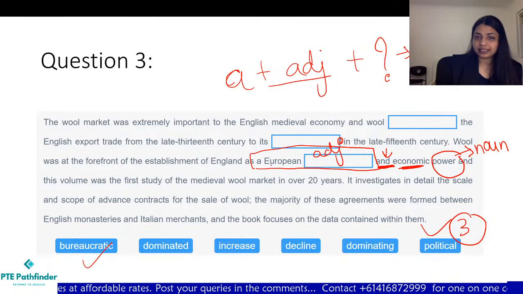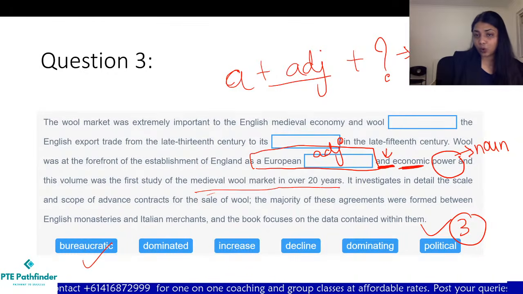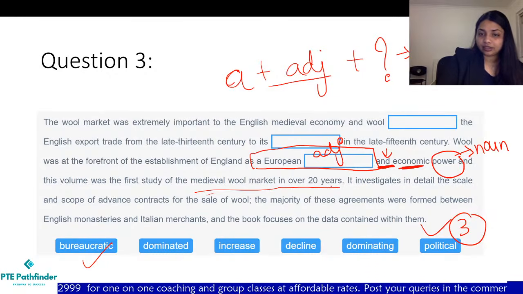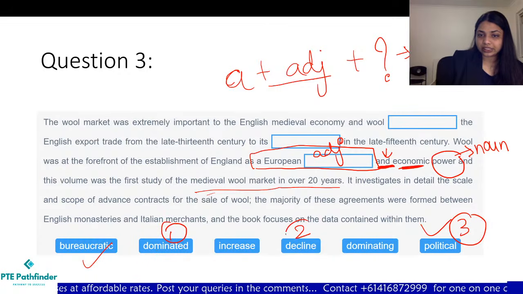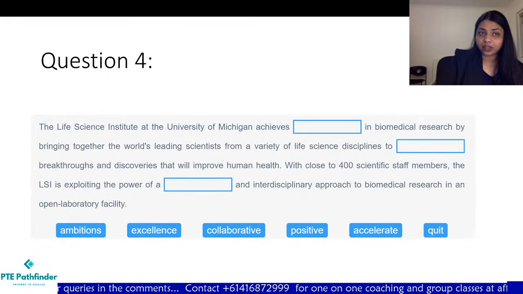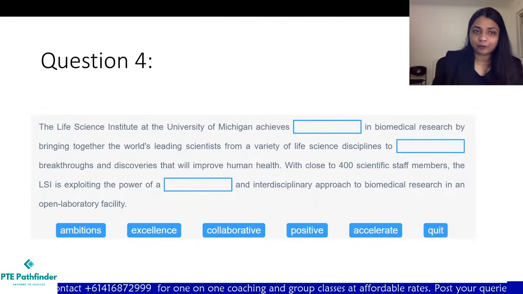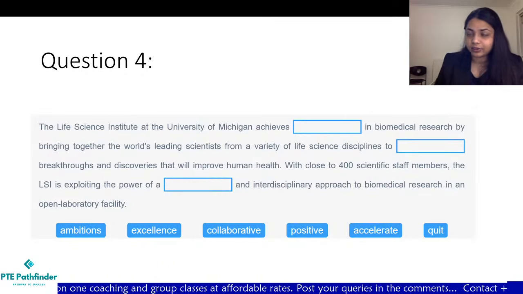So as a European political and economic power, and this volume was the first study of the medieval wool market in over 20 years. So the first answer in this case was dominated, then the second one was decline, and the third one is political. Now the second last question for today. So it's something related to Life Science Institute. So let's have a look at the question now.